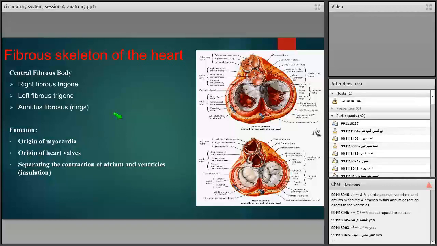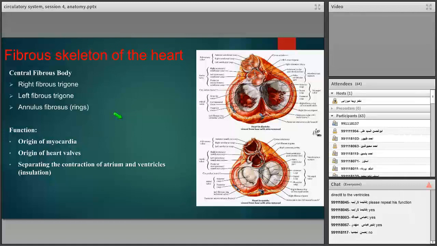Os cardis, the heart bone. The os cardis is present in some animals because the fibrous skeleton is very strong. In some parts there will be ossification and a bone will be produced here. We call that the os cardis. Its function is like the central fibrous body, but it is not present in human beings.